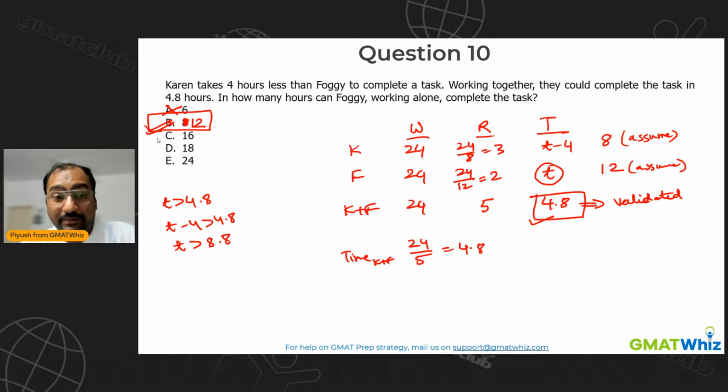A student who is mathematically better, like algebra is better, can probably solve this quadratic equation. But why am I teaching you this method? It's not just because I want you to understand how to solve a time and distance, time and work question. These methods are important for a lot of other questions.